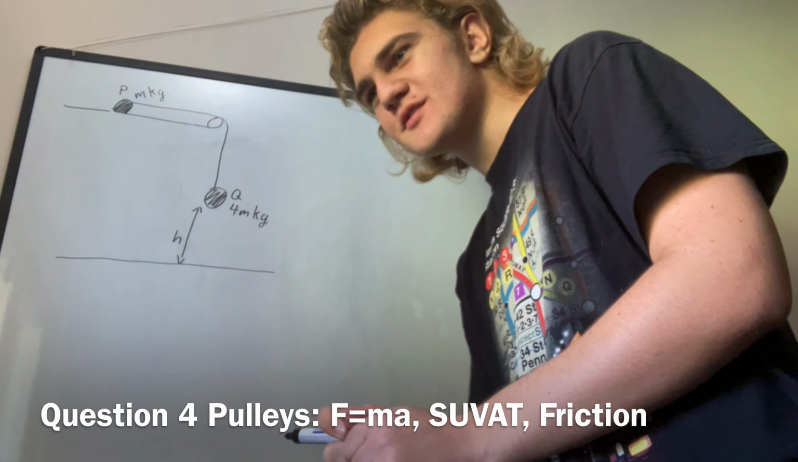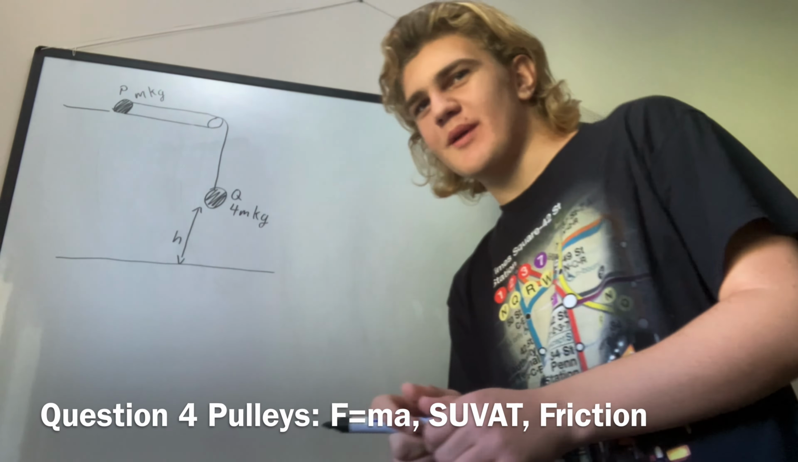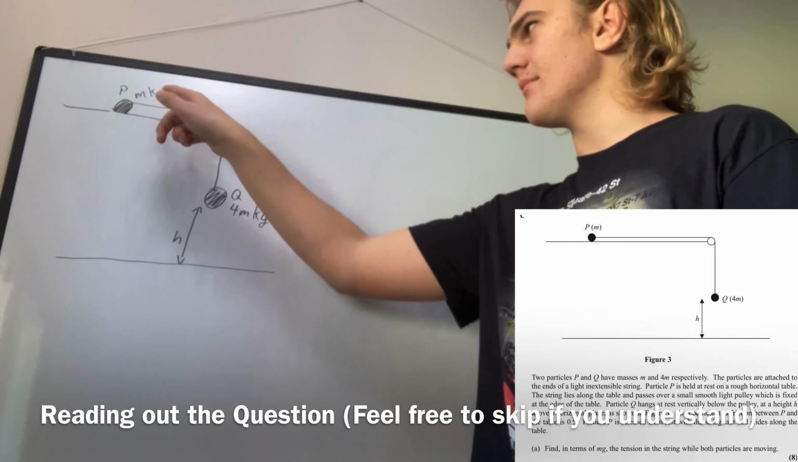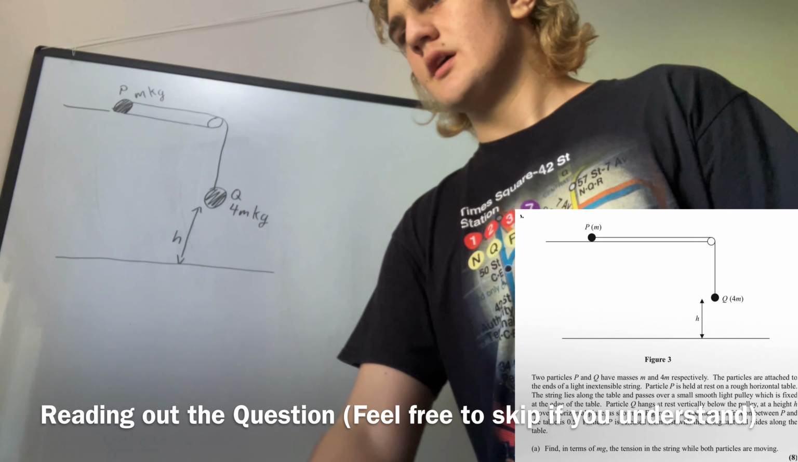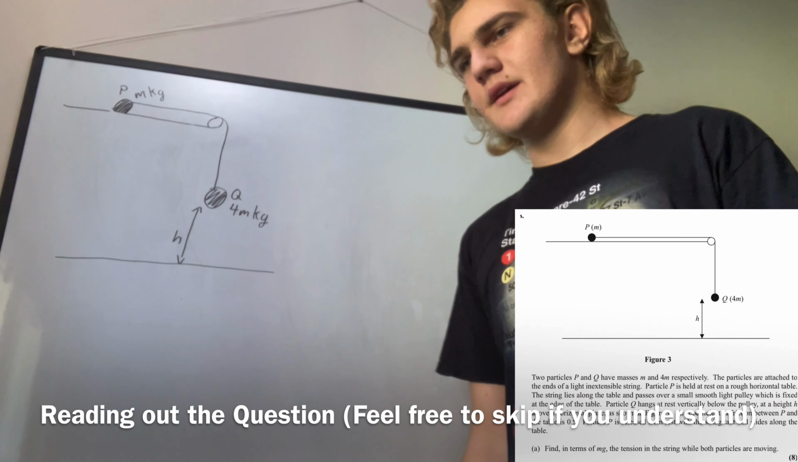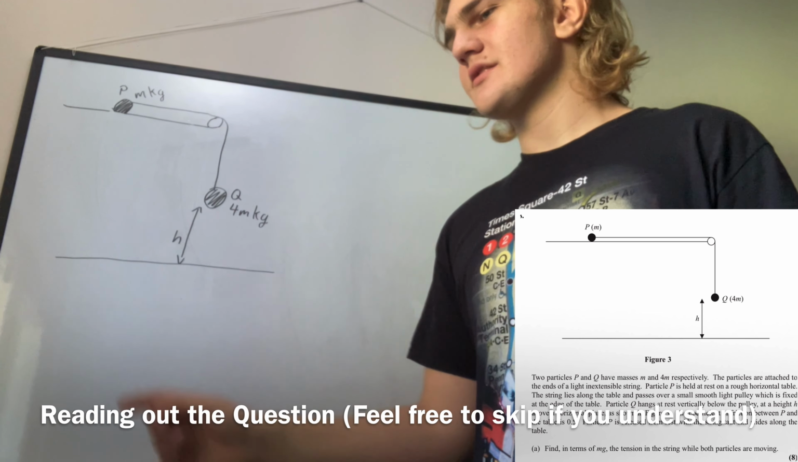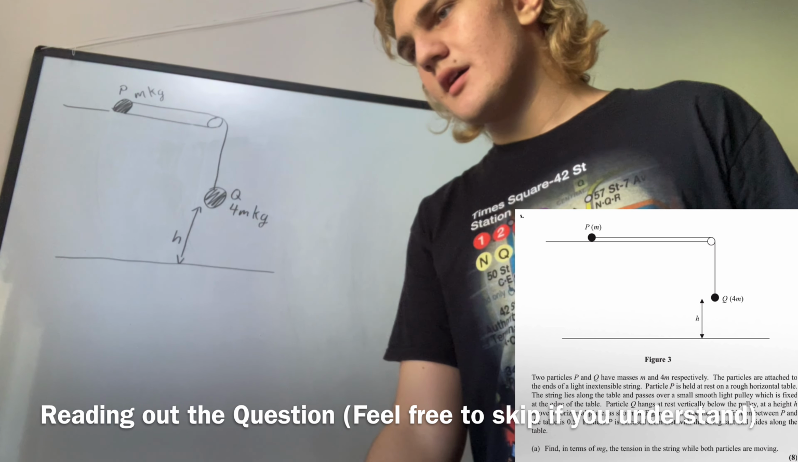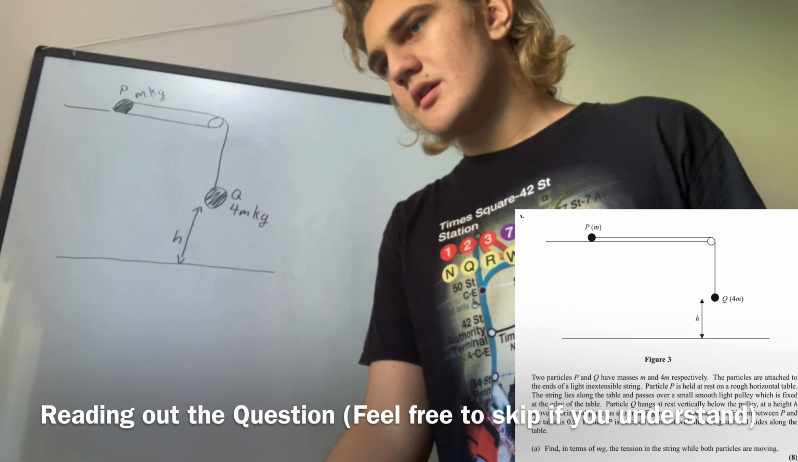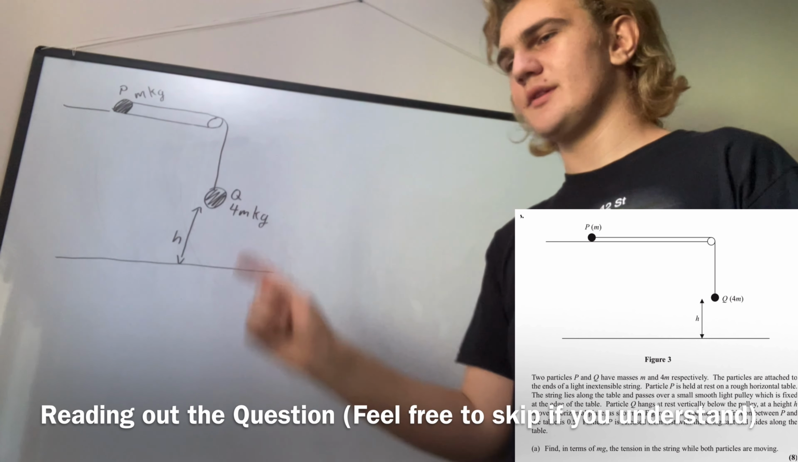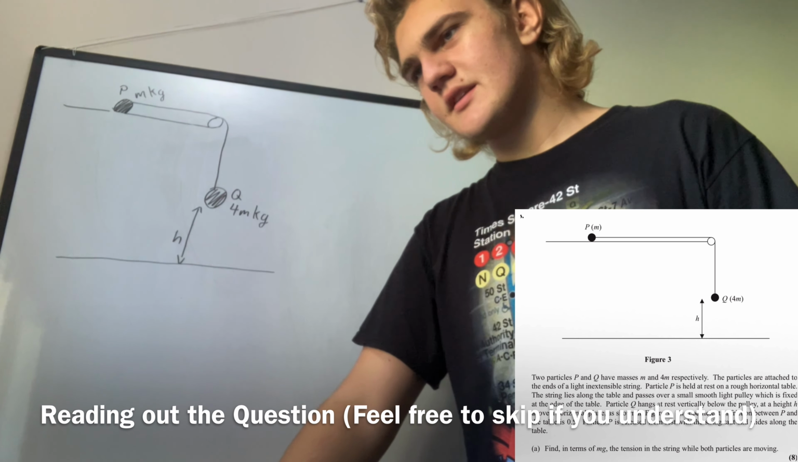Okay, the last question from the paper. Almost there. So there's a huge block of text which tells you that we have two particles, P and Q, that have masses of m kilograms and 4m kilograms. The particles are attached to the ends of a light inextensible string. Particle P is held at rest on a rough horizontal plane, so it's going to experience friction if it's rough. And then the string lies along the table and passes over a small, smooth, light pulley, which is fixed at the edge of the table.